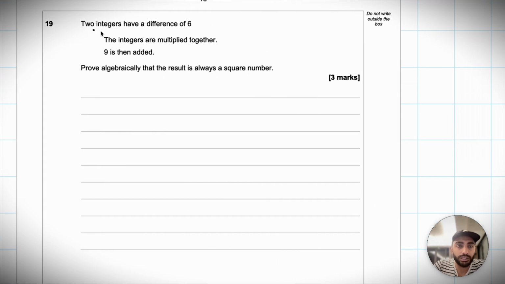Question 19, two integers have a difference of 6. So that just means two whole numbers have a difference of 6. I'll write that in algebra as a take away b is equal to 6. The integers are multiplied together, 9 is then added. Prove algebraically that the result is always a square number. This is saying if I multiply a by b and then add 9, this is always going to be a square number, and this is what we're trying to prove.